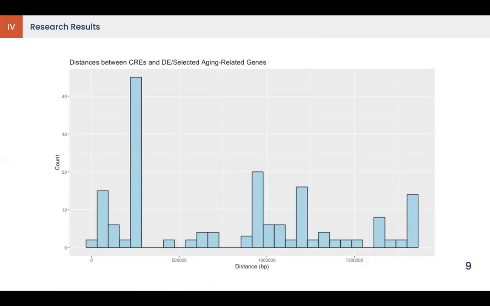So these aging genes are more often regulated by CREs that are closer in distance in terms of base pair count, which could suggest that some of these CREs are promoters instead of enhancers. But the distribution isn't that extreme, so regulation is still coming from CREs that are quite distal, as you can see on the right, up to 2 million base pairs away from its gene.